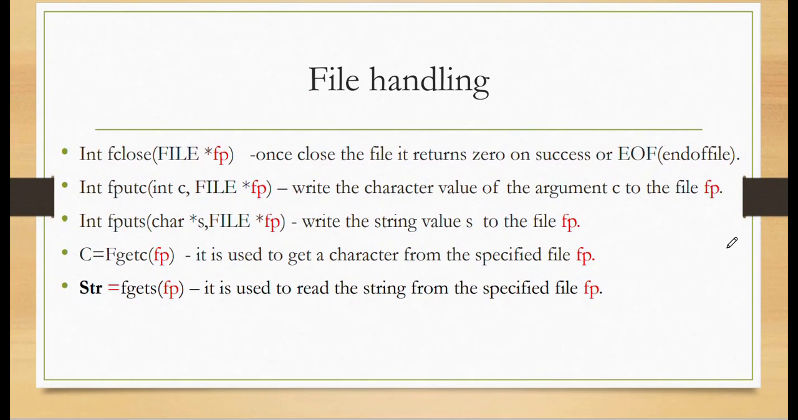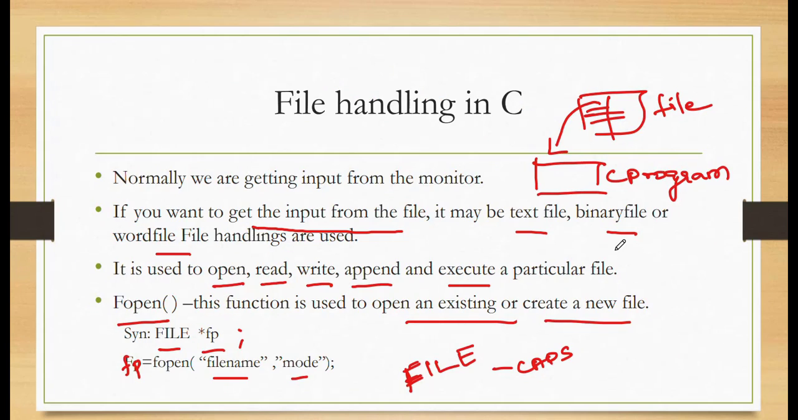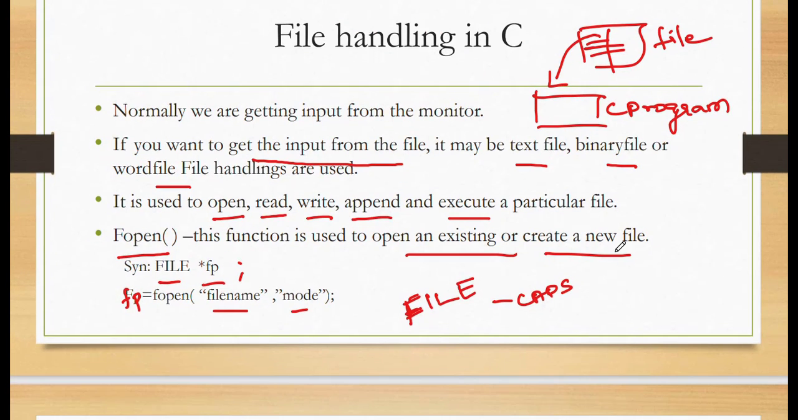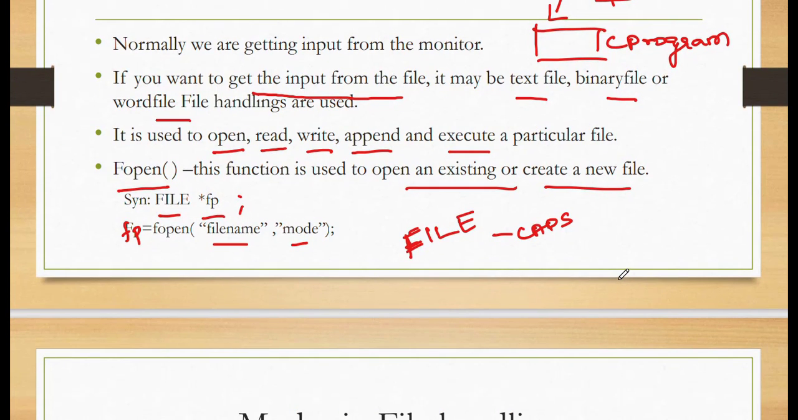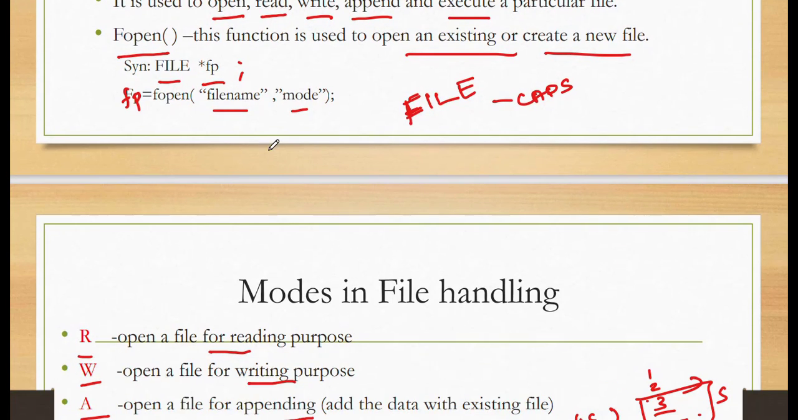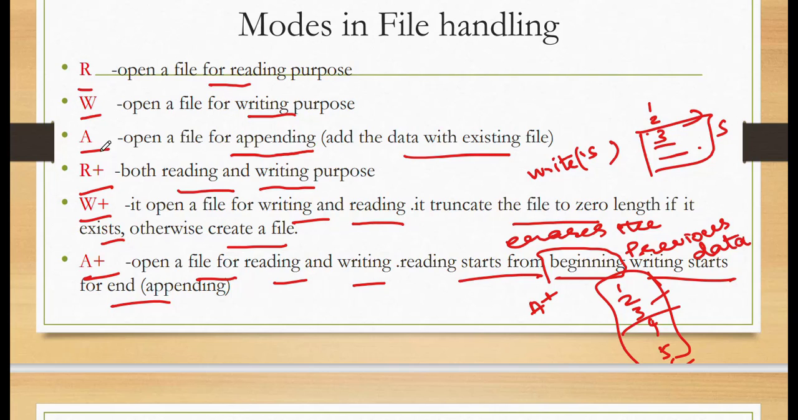So this is file handling. What is file handling? We are manipulating a particular file in a C program, opening, reading, writing and appending a file. How to open a file? The syntax is FILE *fp; fp = fopen(filename, mode). The modes are read, write, append, read plus, write plus and append plus. R plus means reading and writing, W plus means writing and reading, and A plus means reading and writing. Reading starts from the beginning and writing starts at the end of the file.